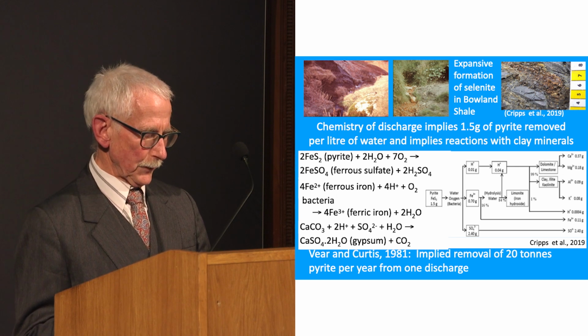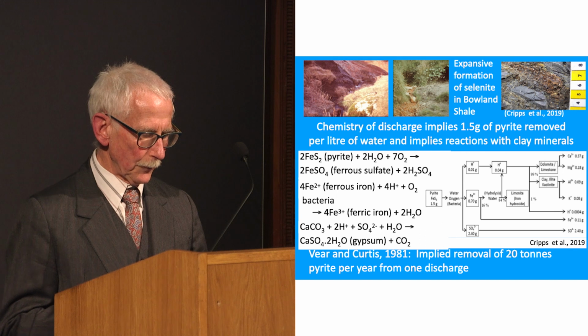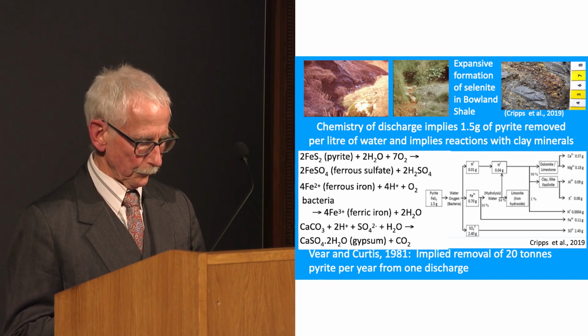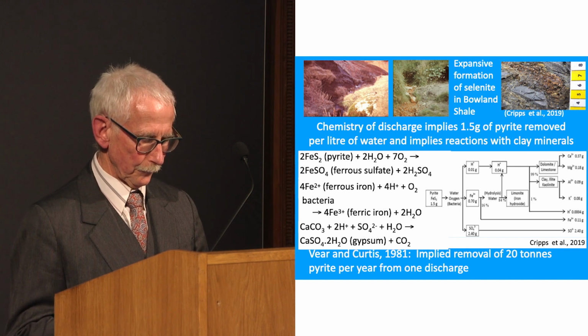The presence of potassium and aluminium in the waters implies reactions with clay minerals, and what effect might this have on the rock strength and the stability of the landslide?